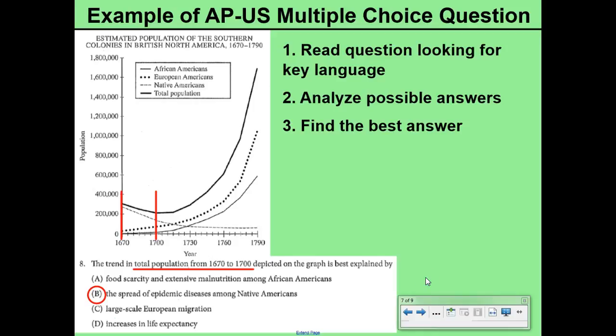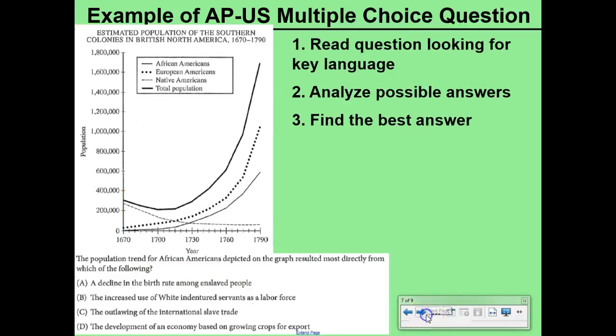So these chart ones, these graph ones, got to pay attention, got to really look for that key language, got to analyze your information, and then analyze the answers to find the best one. So let's go on to one more example here. We've got the same chart, and again, we've got to read the question looking for key language. Go ahead and read it and look for some key language.